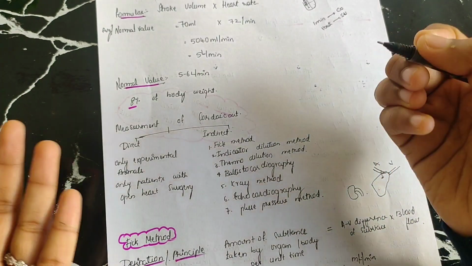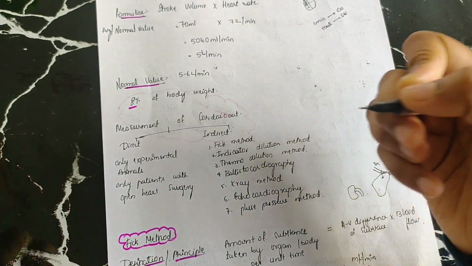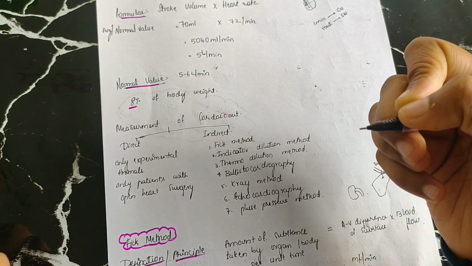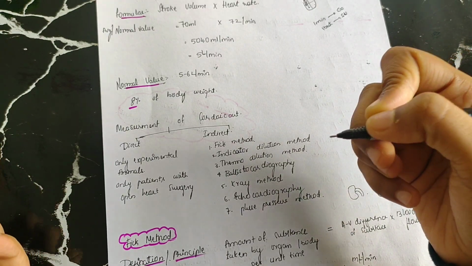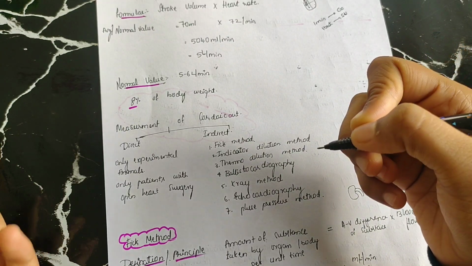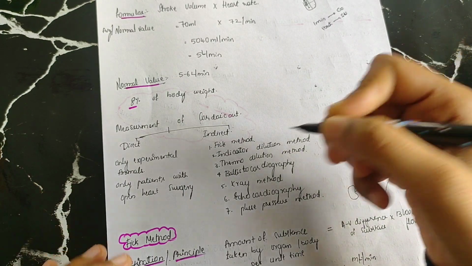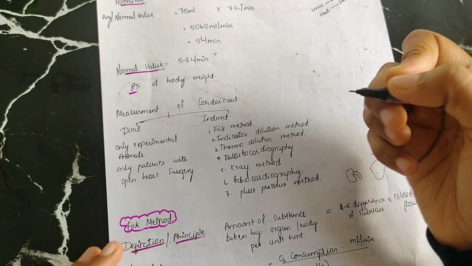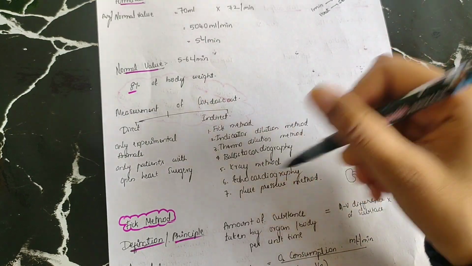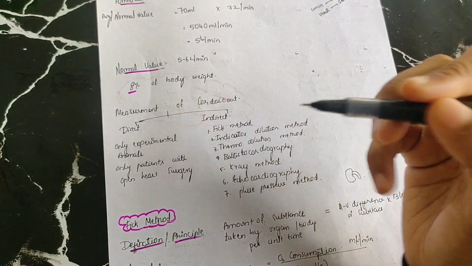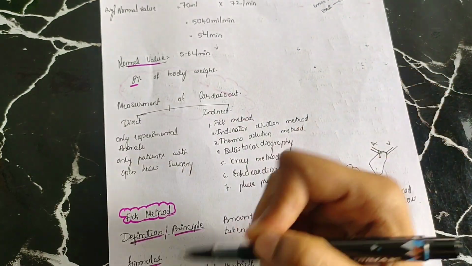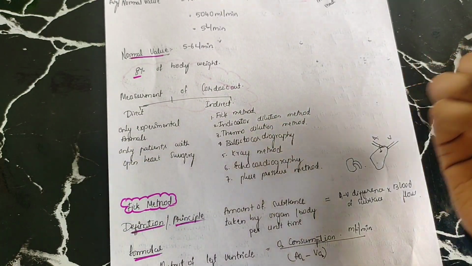And indirect methods, there are so many, like the Fick method, indicator dilution method, thermodilution method, ballistocardiography, echocardiography, and pulse pressure method. These are the indirect methods which we need not discuss; they are not important. Only the Fick method is important, and they will ask this question separately, so we'll discuss the Fick method in this video.